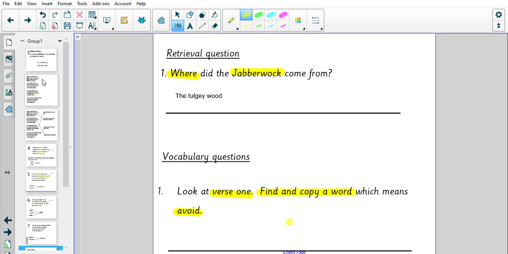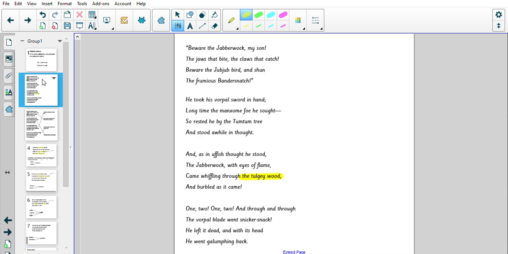So just remind yourself, what is our strategy for vocabulary questions? I'm going to switch in the word avoid for any other words that might be it. So, for example, if I'm not sure if it's the word catch, I'll swap it in, see if it might make sense. Beware the Jabberwock, my son, the jaws that bite, the claws that avoid. Does it make sense? The claws that avoid? I don't think it is, so it's unlikely to be that word.